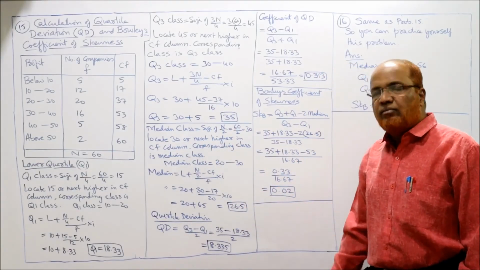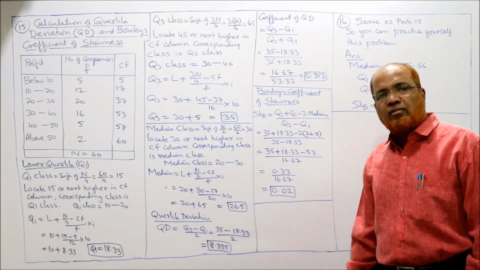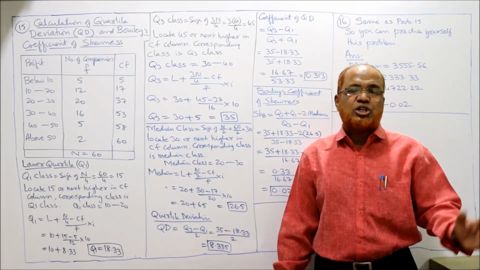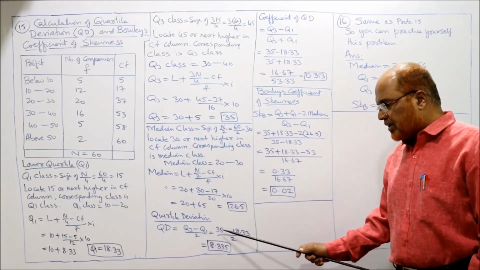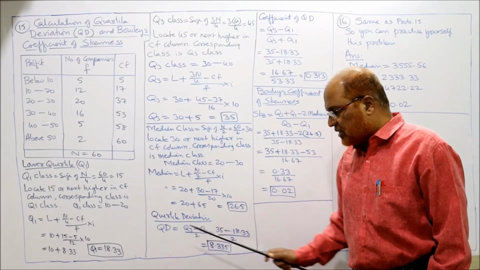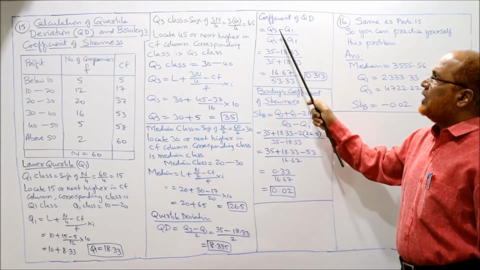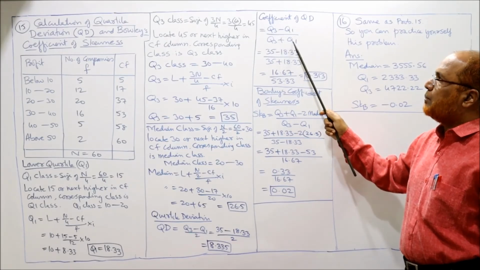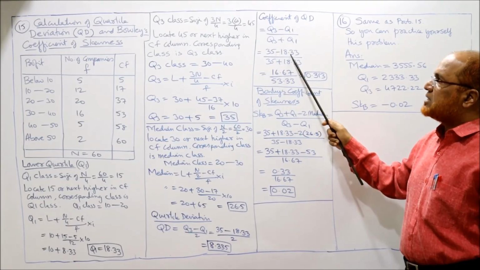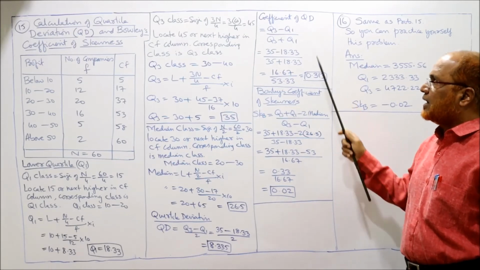तो quartile deviation QD. तो quartile deviation का formula Q3 minus Q1 divided by 2. Already we have done in dispersion chapter. Q3 is 35 minus Q1 is 18.33 divided by 2. 8.335 QD. Coefficient of QD is Q3 minus Q1 divided by Q3 plus Q1. तो 35 minus 18.33, 35 plus 18.33, 0.313. ये एक आंसर आ गया.